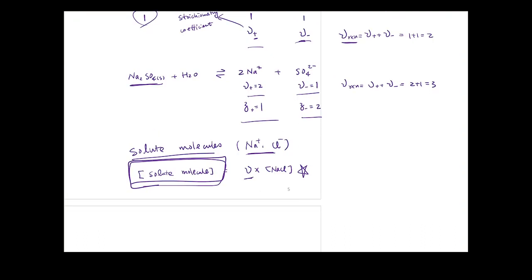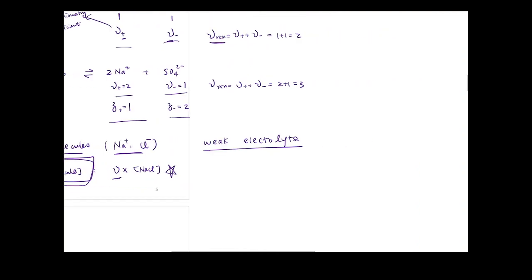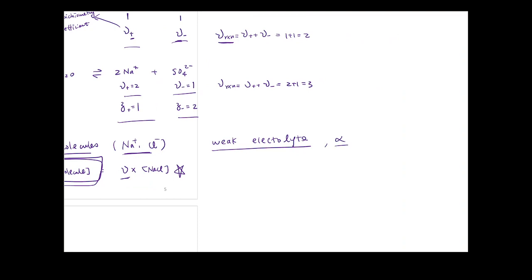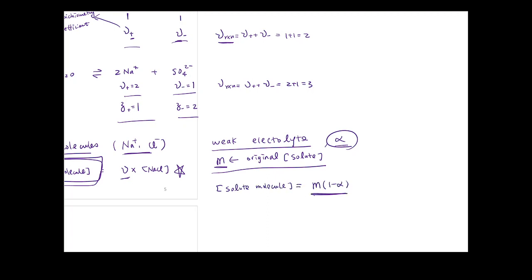Another thing that you should know is that sodium chloride and sodium sulfate are so-called strong electrolytes. They dissociate 100%. But there are also some weak electrolytes, which means they're not going to dissociate 100%. Assume they only dissociate to alpha percent. Assuming your original solute concentration is M, the concentration of your non-dissociated species is going to equal M times 1 minus alpha.